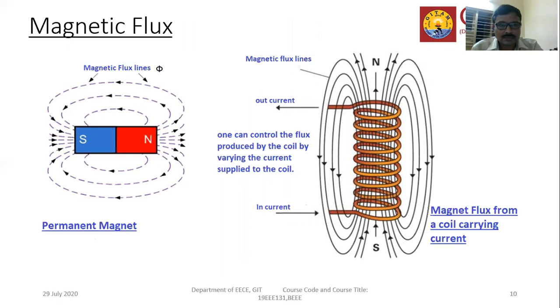You can see the south pole and north pole of the magnet, and the flux produced by the permanent magnet. Those elliptical lines are drawn to represent the magnetic flux lines produced by the permanent magnet, right? One important characteristic of a permanent magnet is that the flux produced by it is constant. The magnitude of the flux is not going to change, right?